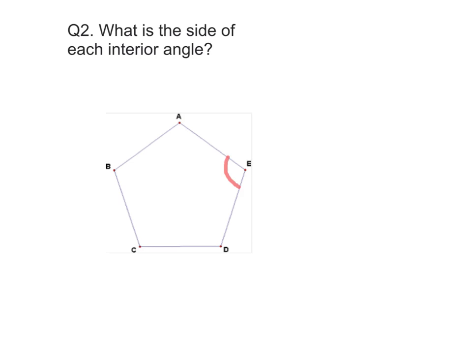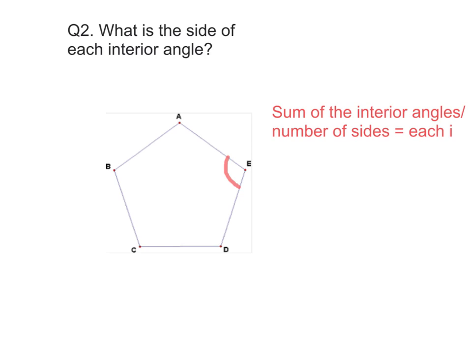Now we have our sum. You do the sum of the interior angles divided by the number of sides, and that will give you each interior angle size.